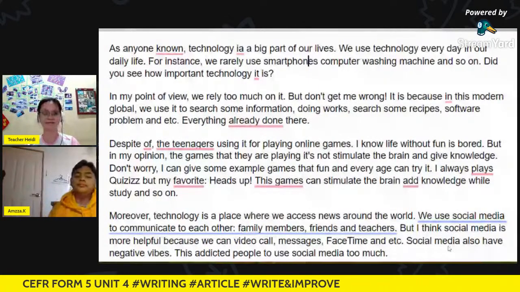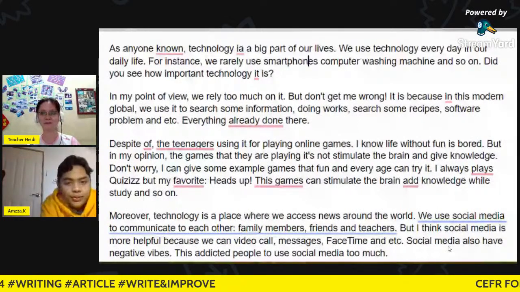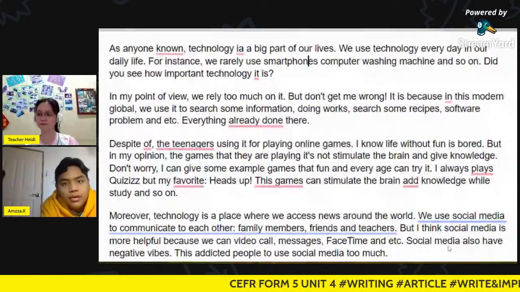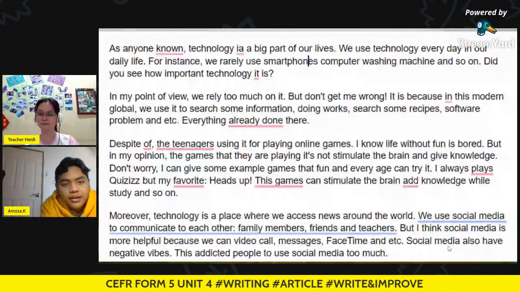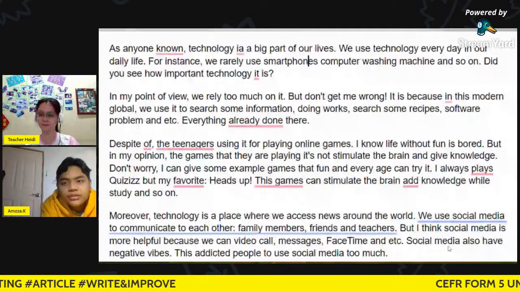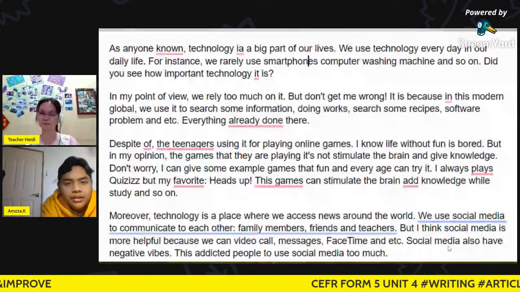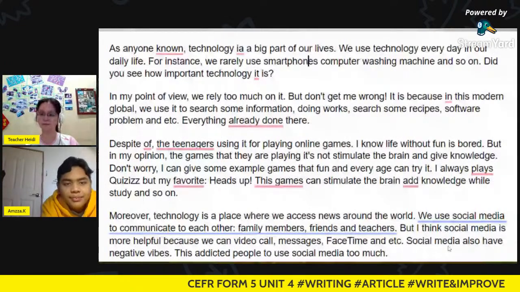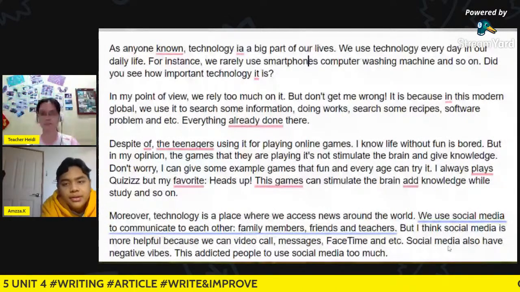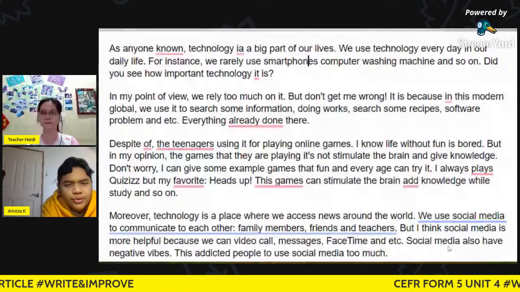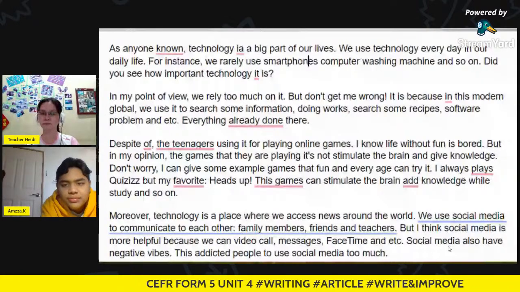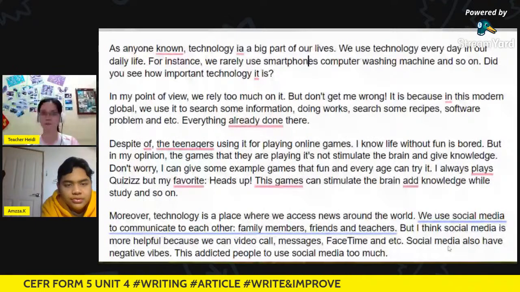As anyone known, technology is a big part of our life. We use technology every day in our daily life. For instance, we rarely use smartphones, computer, washing machine, and so on. Did you see how important technology it is? In my point of view, we rely too much on it. But don't get me wrong, it is because in this modern global, we use it to search some information, doing works, search some recipes, software problem, and etc.